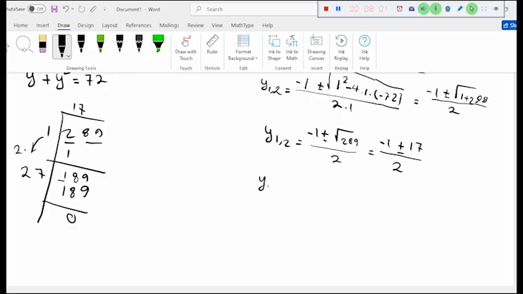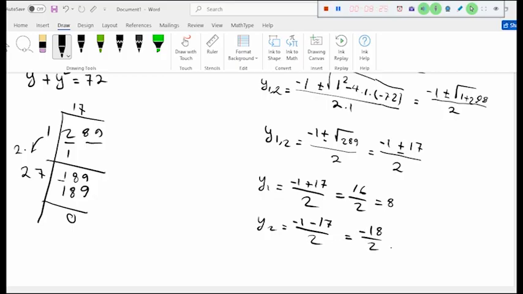Then y1 is equal to minus 1 plus 17 over 2. Here 17 minus 1 is 16, over 2, 8. And the next one, y2 is equal to minus 1 minus 17 over 2, minus 18 over 2, minus 9.